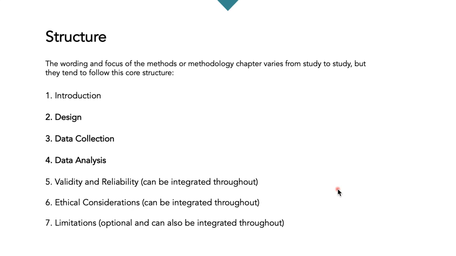Again, this can be integrated throughout. If you've got a couple of limitations related to the design, a couple of limitations related to the collection, then the analysis, you can just integrate those throughout. That sort of helps the flow. Again, if you want to have it as a subheading, that's also completely fine. It's pretty common to do it either way. So we're going to focus on 2, 3, and 4, or the idea of 2, 3, and 4 in a minute.